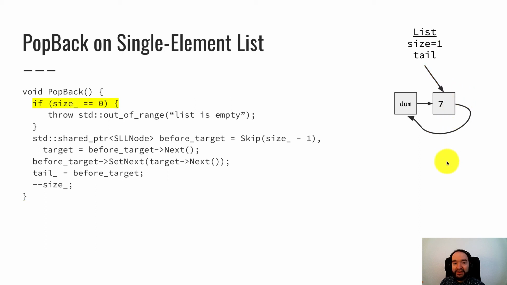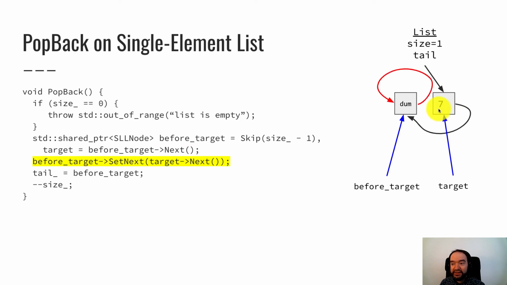Let's go through the same kind of example, but now in the special case of starting with a list with only one element. Let's double check this code works in that case. So to begin with, if the size is empty, throw an exception. It's not because size is 1. So before target is skip to size minus 1. Size minus 1 is 0. So skip 0 just points us to the dummy node. So before target is the dummy node, which is right. It's the node that comes before the one that is targeted for removal. Target is the next of that, which holds the 7. It's the only element carrying node.